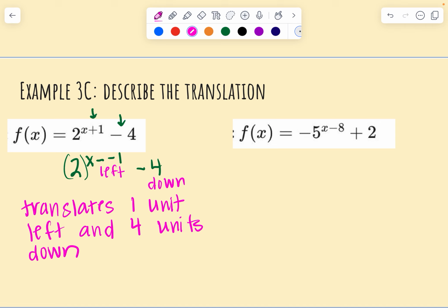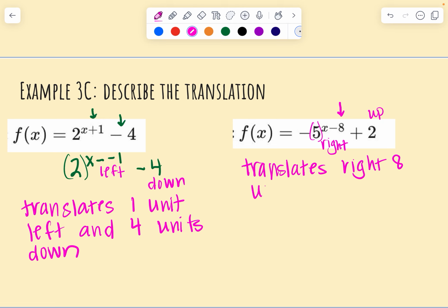Let's look at this next one. This actually should have parentheses around it. X take away 8, so we're taking away a positive number, which is going to make it move right. And then we're adding a number at the end, which is going to make it move up. So this translates right 8 units and up 2 units.